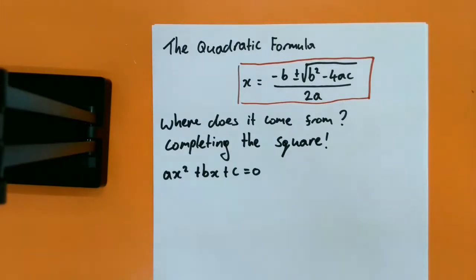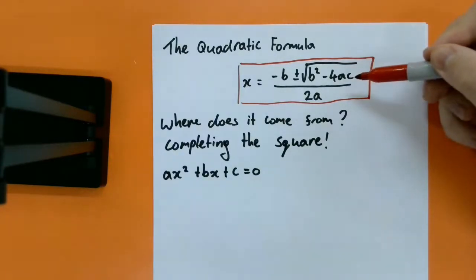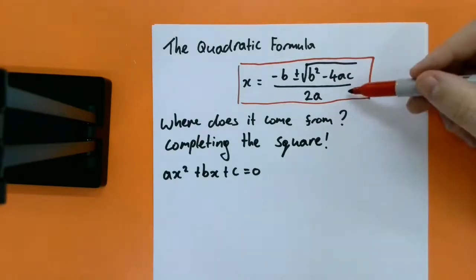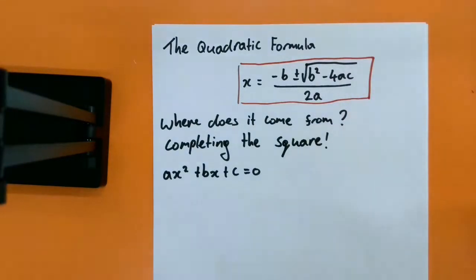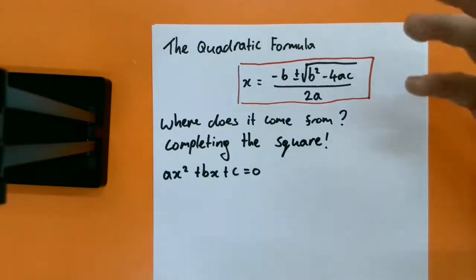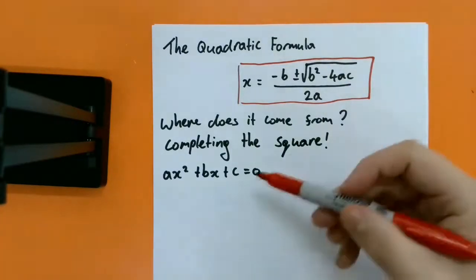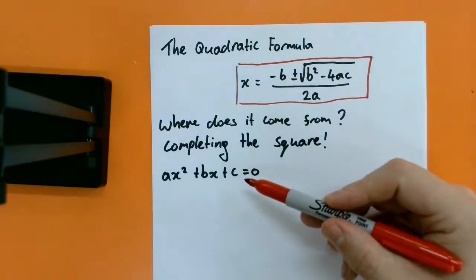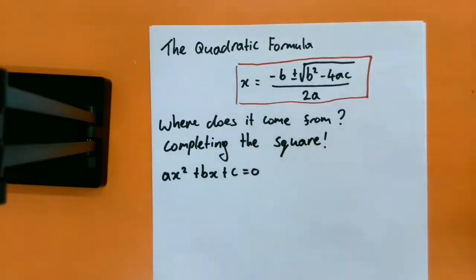Okay? Now, what I'm going to do is show you where it comes from. We're going to actually derive this formula by completing the square. Now, I've shown you guys how to complete the square in class, and we're going to do a little rendition of this. Instead of having numbers, we're just going to be using the general form of a quadratic here, okay?